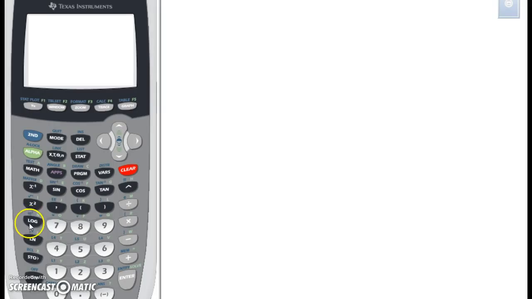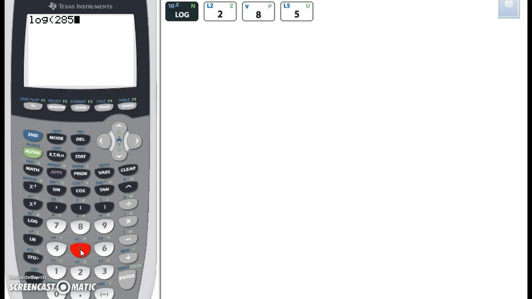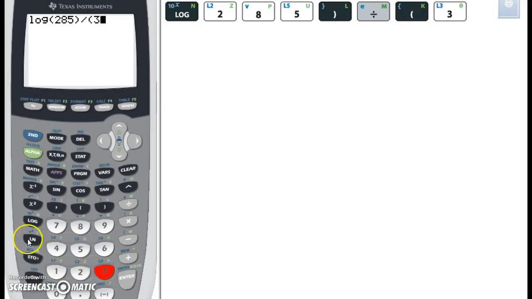Okay, so if we were to type in log base 10 of 285, and again, we don't have to write the 10 because it's understood to be there. It's called the common logarithm. Divided by, I'm going to put parentheses here, 3 log base 10 is understood to be there again, of 15.